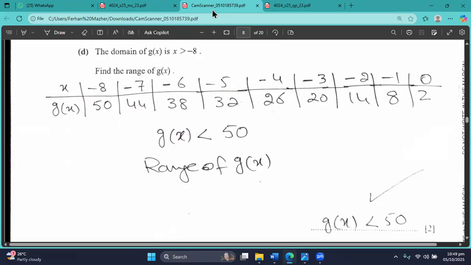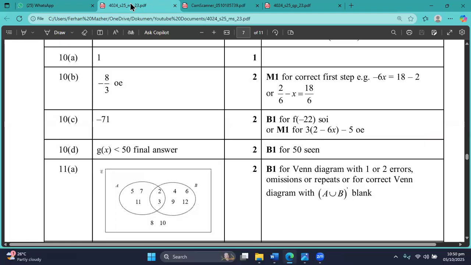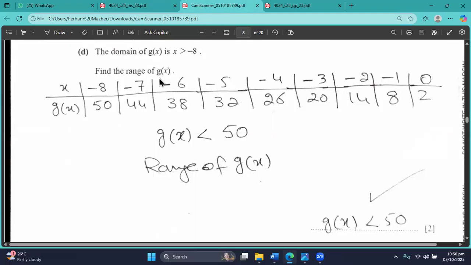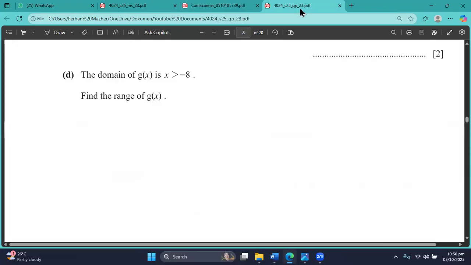Okay. So I can say the g of x, because the x value we are going to take greater than minus 8, the g of x answers will be, or the y values will be, or the range will be less than 50 because they are decreasing. Okay, so the range of the g of x will be less than 50. This is my answer, sir. Okay, hope you understand.